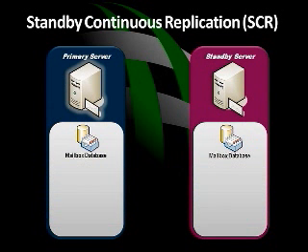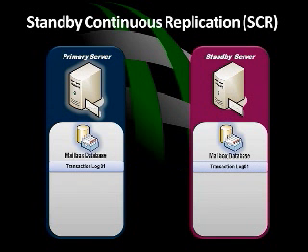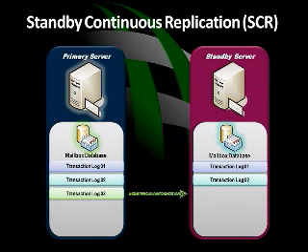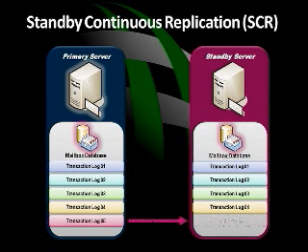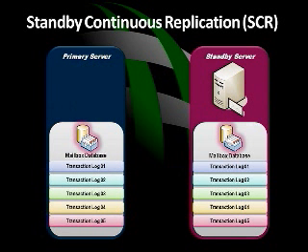Standby Continuous Replication, or SCR, is new in Exchange 2007 Service Pack 1. It allows you to replicate mailbox databases to a standby server in the same site or even a different location. Both the source and target can be either standalone servers or clustered configurations. If you have a site outage, manually bring up the standby server and continue to provide mail service to your users.